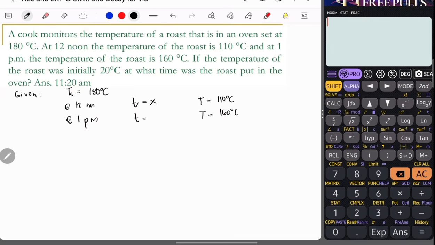So what will be our T or time? Our time will be X plus 60, because from 12 noon to 1 p.m., the time that passed is 1 hour. So that is equivalent to 60 minutes. So X plus 60. If the temperature of the roast was initially 20 degrees Celsius, so that is T sub O, that is when the time is 0, what time was the roast put in the oven? What is asked is the time the roast was put in the oven.